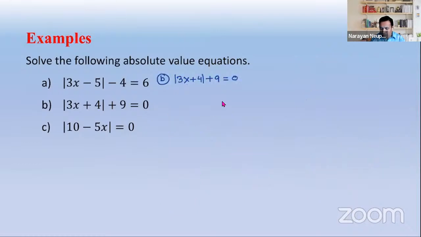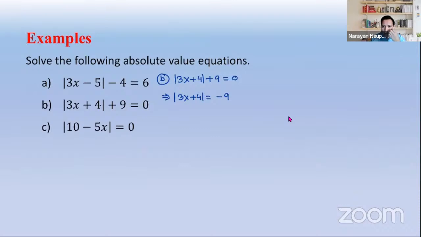Similarly, when we do that here, we will get absolute value of 3x plus 4 is equal to, if we subtract 9 on both sides, we'll get negative 9 on the right. Now, let's see what you'll get from this one.